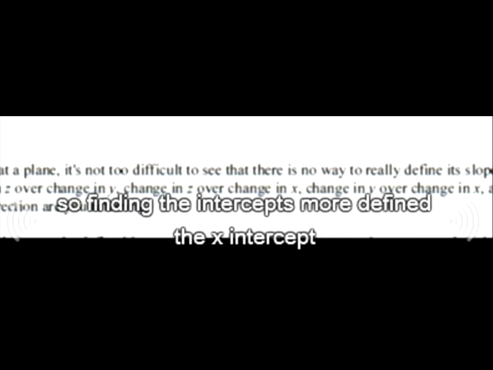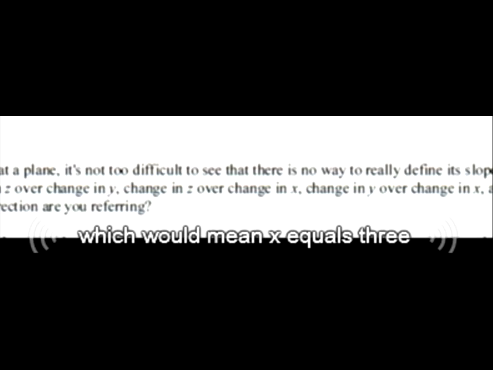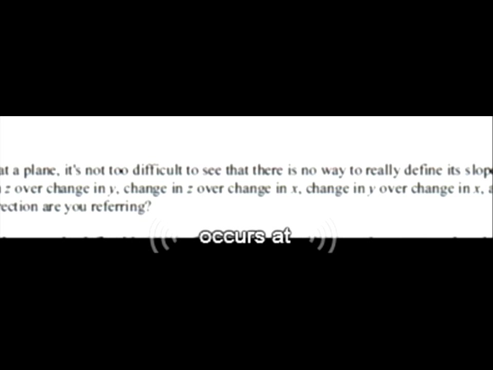Well, in order to find the x-intercept, where it crosses your x-axis, we have to figure out what's happening when y is 0 and z is 0. Because along your x-axis, both your y and your z are 0. So to find the x-intercept, set y to 0 and z to 0, so I'm kind of ignoring these right here, they've zeroed out. And I'm left with 2x equals 6, which would mean x equals 3. So I know that my x-intercept occurs at 3, 0, 0. That will be the coordinates of your x-intercept. So right about here is my x-intercept.